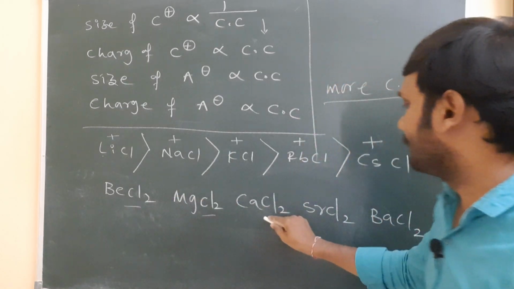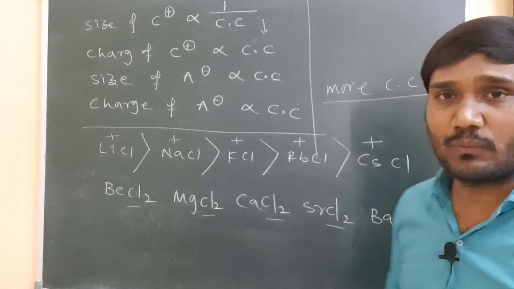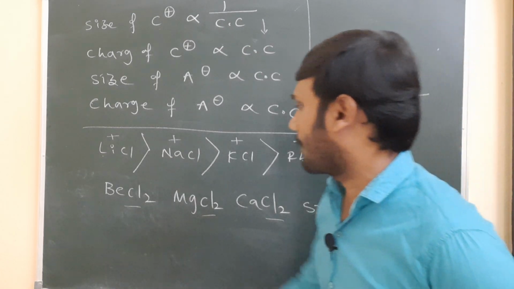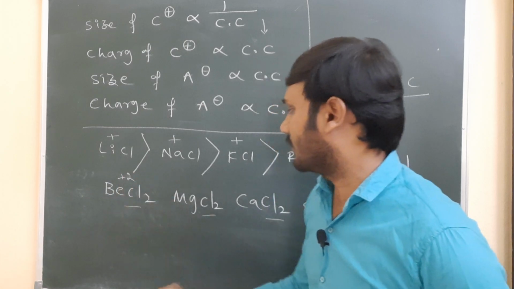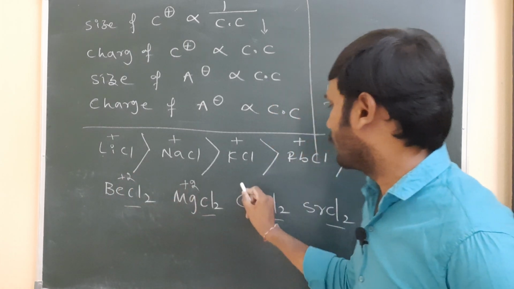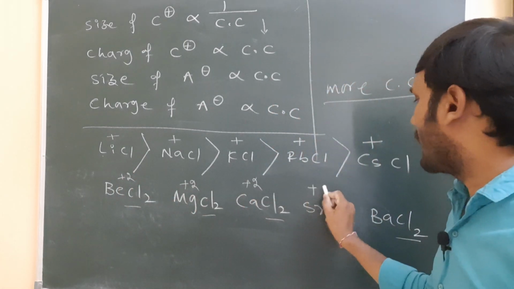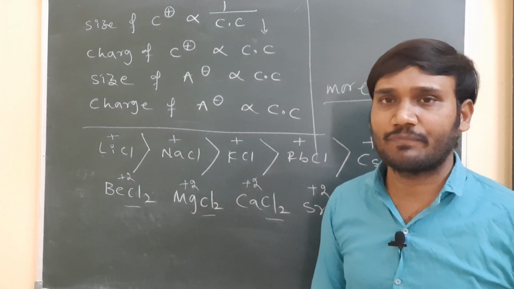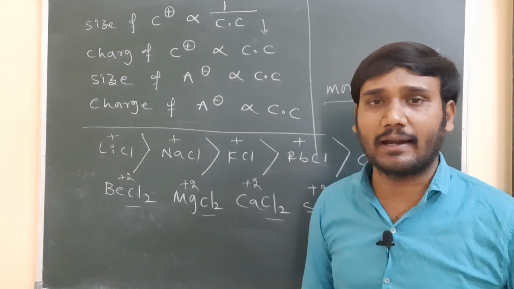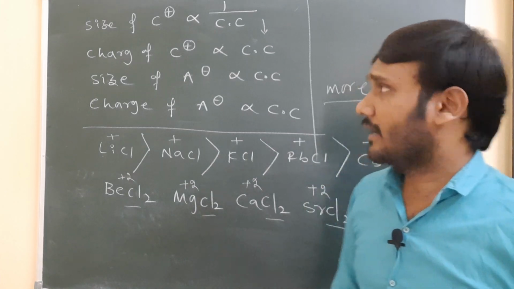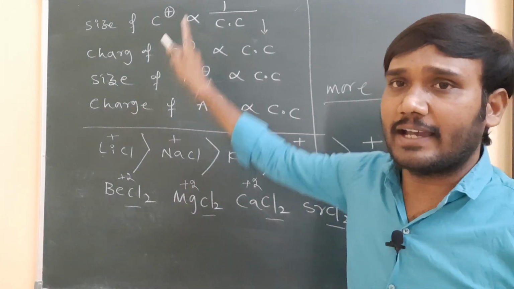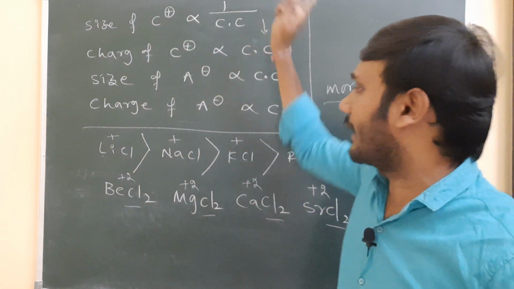The anion is common. With respect to the anion, we cannot explain. Then remaining is what? Cation. With respect to the cation, you have to see. Beryllium, charge 2. Magnesium, charge 2. Calcium, charge 2. Strontium, charge 2. Barium, charge 2. Because everything is second group of elements, the charge is the same. With respect to charge, we cannot explain. Then remaining is what? Size. So size of the cation is inversely proportional to covalent character. Size of the cation is less, nothing but covalent character is more.